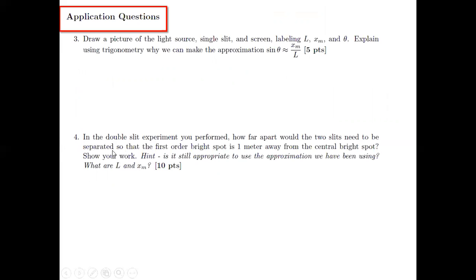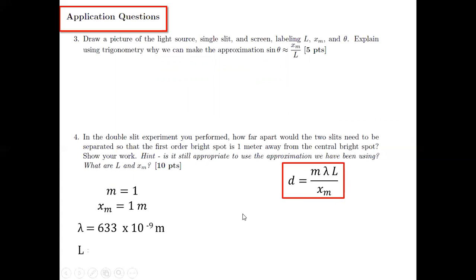In question 4, it's asking another application question. So again, you may use this equation where the distance is given by m lambda L over xm, and understand what information is given. So m is given as 1 and xm is also given as 1 meter. Now see, the units have changed, it's meters. And lambda, the wavelength of the light, is given, which is 633 times 10 to the power minus 9 meters, right? And then L is 2 meters, you may use that, and then you calculate D.